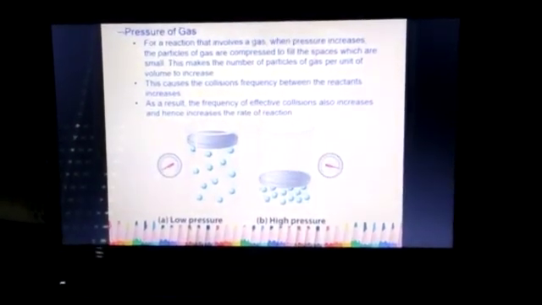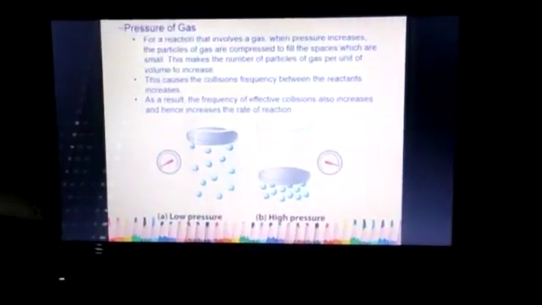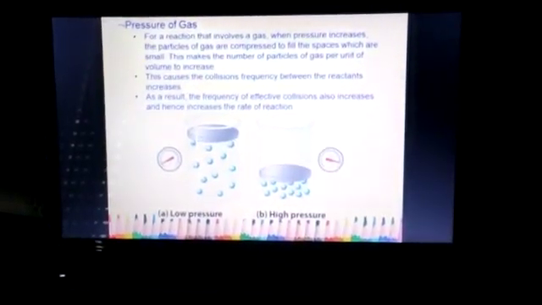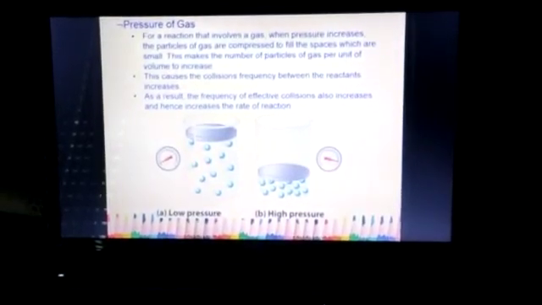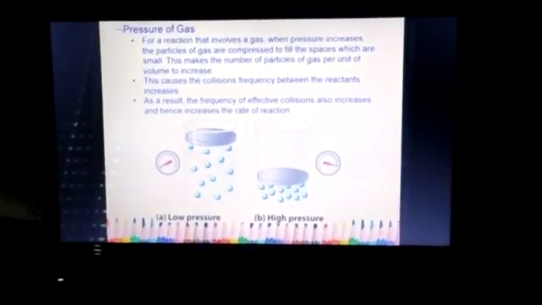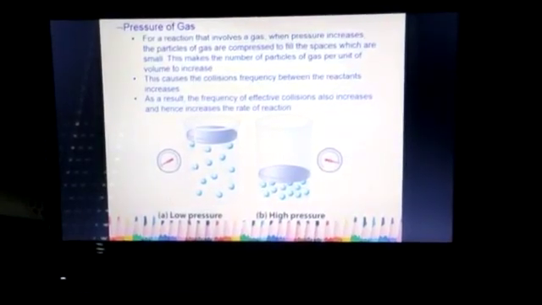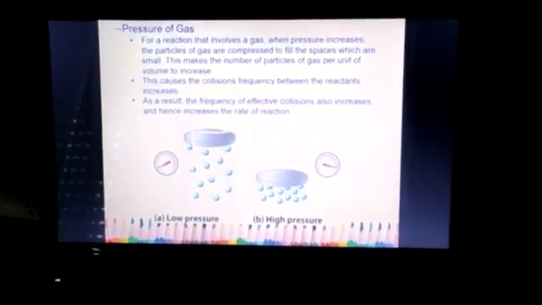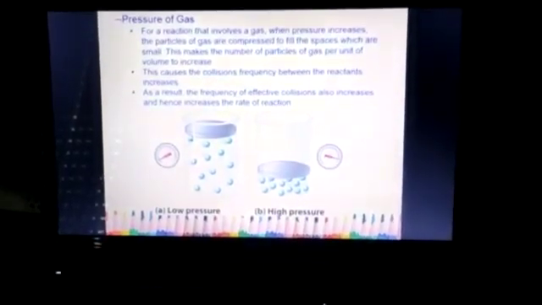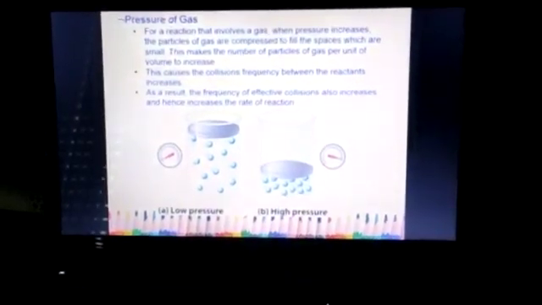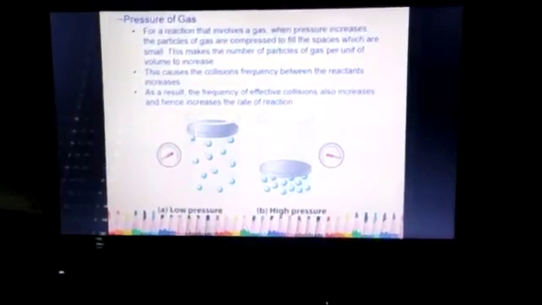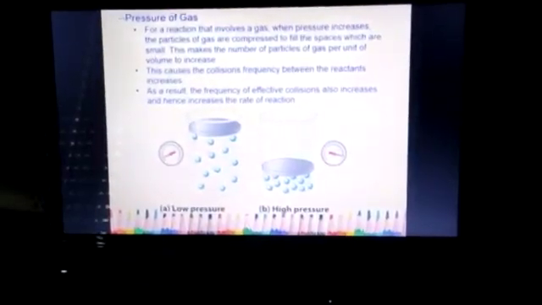The pressure. For a reaction that involves gas, when pressure increases, the particles of a gas are compressed to fill smaller spaces. This makes the number of particles of a gas per unit of volume increase. This causes the collision frequency between the reactants to increase. As a result, the frequency of effective collisions also increases and hence increases the rate of reaction.